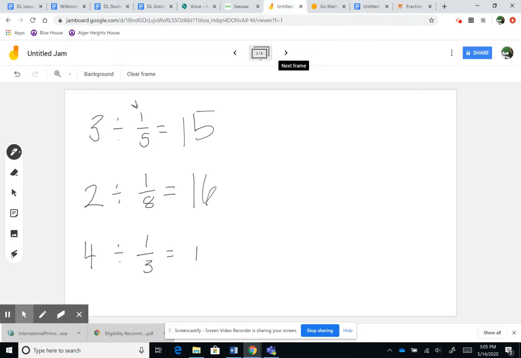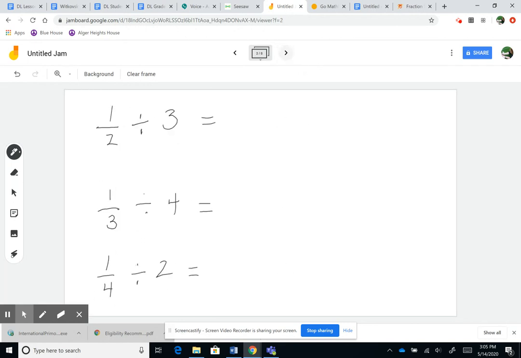12. Now we also looked at kind of the opposite of this, when we have a fraction first, and those look like this. When you have a fraction first, you're going to try to split that fraction into equal pieces. And I'm going to show you the relationship between the whole number and the denominator here. This is actually kind of fun.